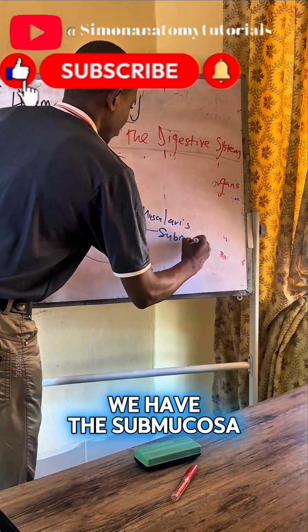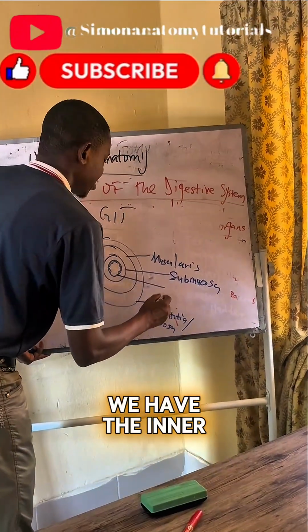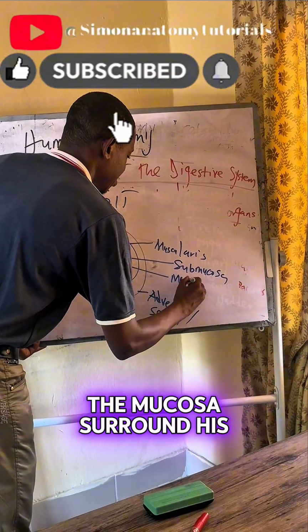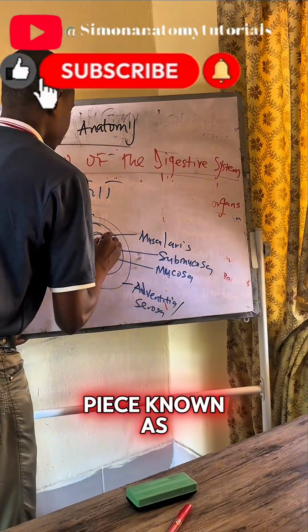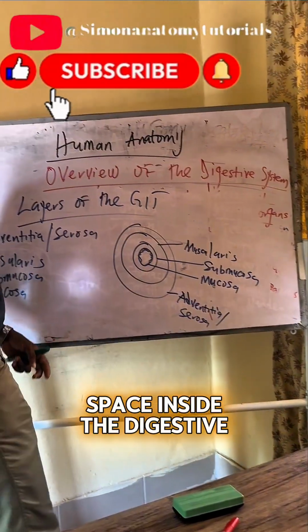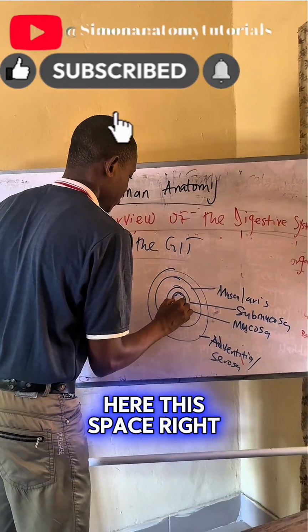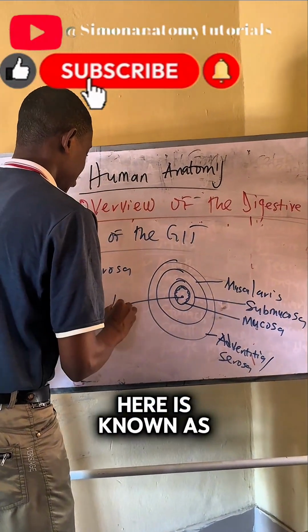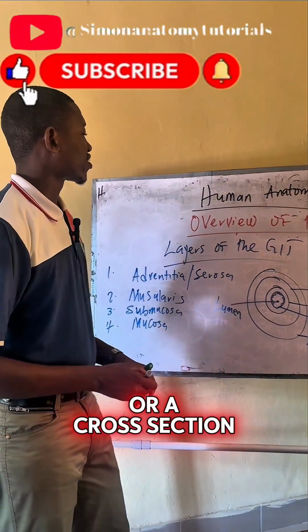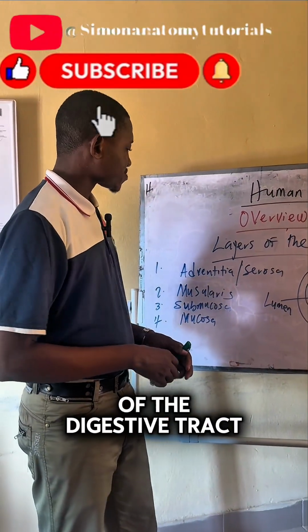We have the submucosa. And below the submucosa, we have the inner layer called the what? Mucosa. The mucosa surrounds a space known as lumen. Lumen is a space inside the digestive tract. So this space right here is known as the what? The lumen. So this is a transverse section or a cross section of the digestive tract.